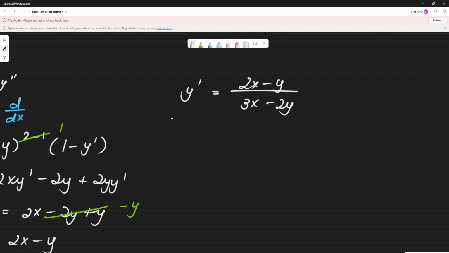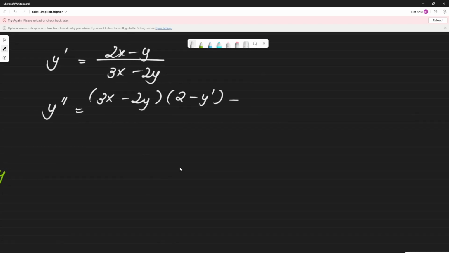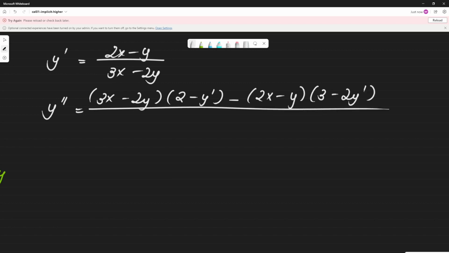Then, kapag kinuha natin yung derivative, di ba? Quotient rule. So, we have v du. So, we have 3x minus 2y times the derivative of 2x minus y, which is simply 2 minus y prime. Then, minus u dv. So, we have 2x minus y times 3 minus 2y prime. All over 3x minus 2y quantity squared.